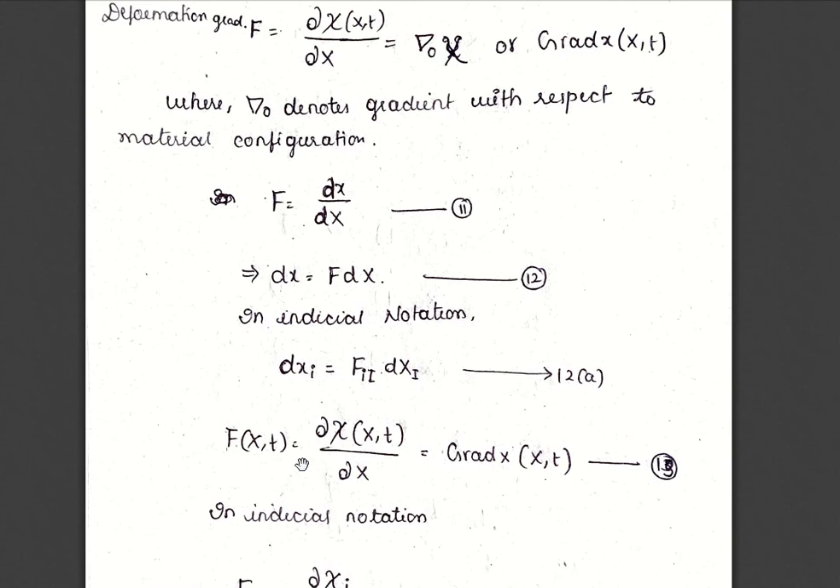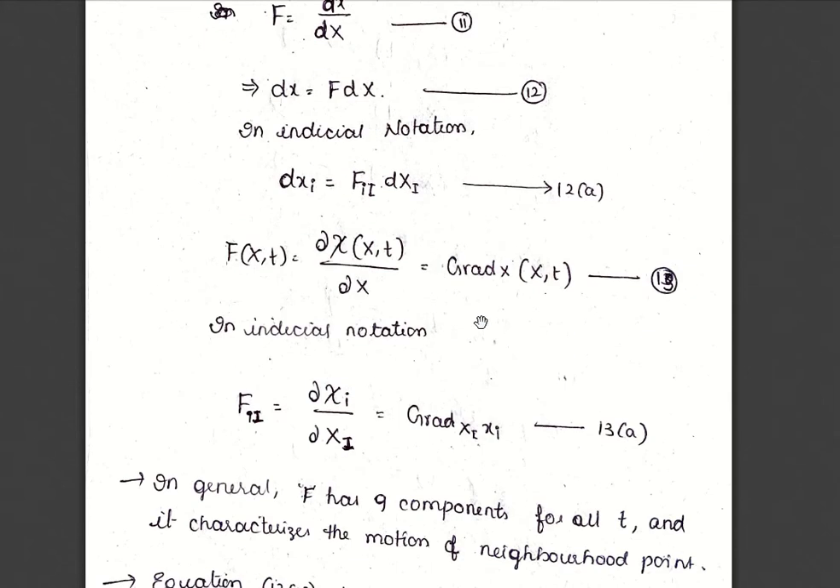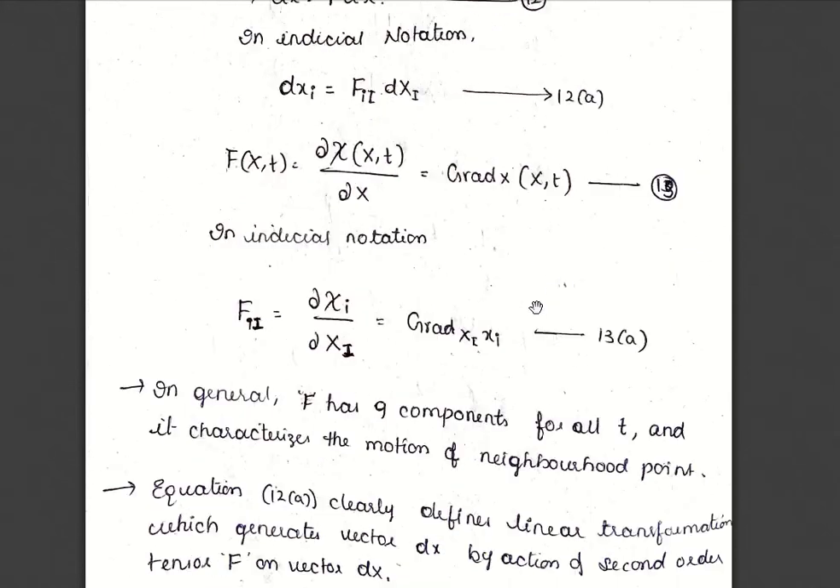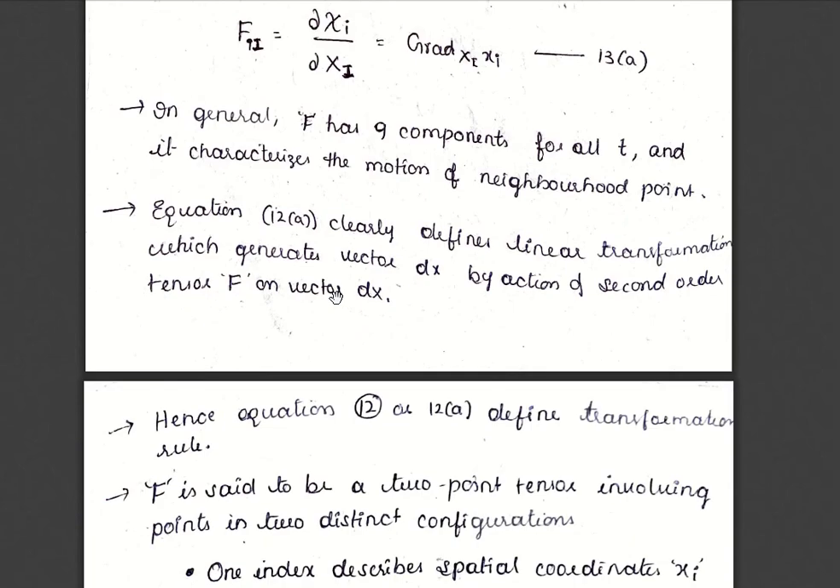F(X comma t) will be equal to del chi(X comma t) by del X, which is equal to gradient chi of X comma t. So in index notation we can write it in this manner: F small i capital I is equal to del chi i by del X capital I, or we can just simply write it as del small x by del capital X. In general, F has 9 components for all t, so it is a 3 by 3 matrix in general, and it characterizes the motion of the neighborhood point.